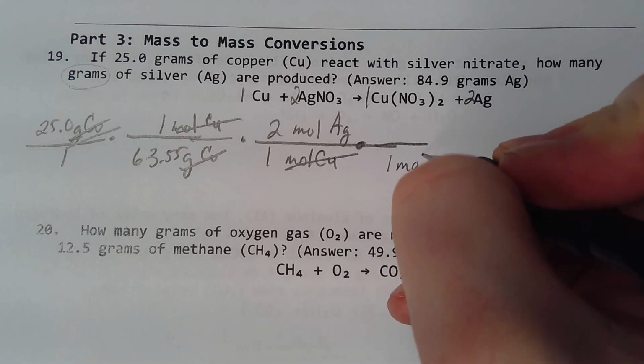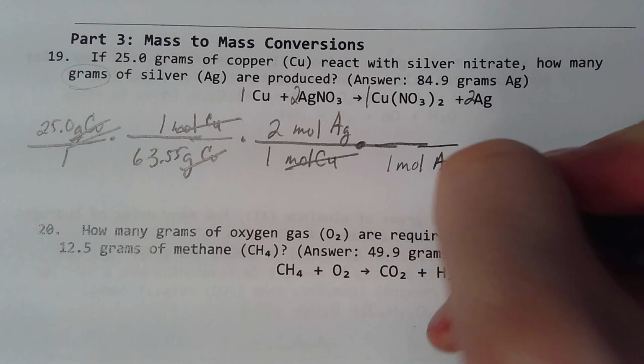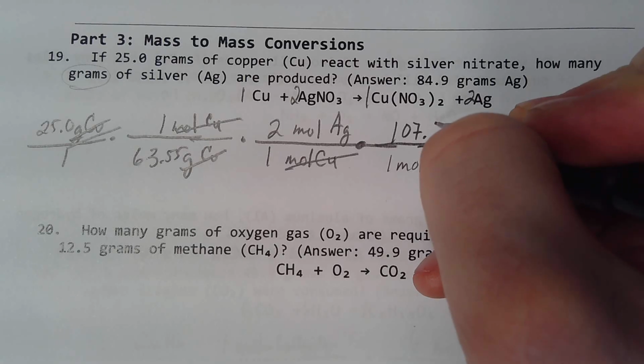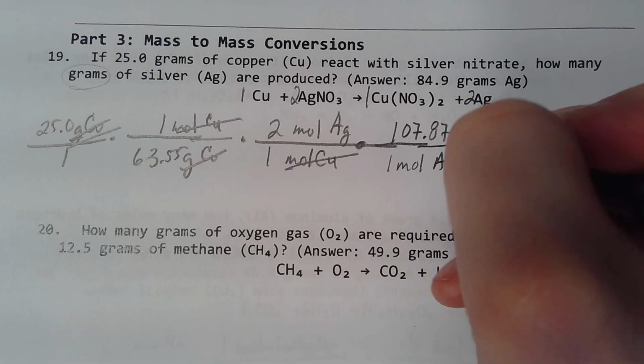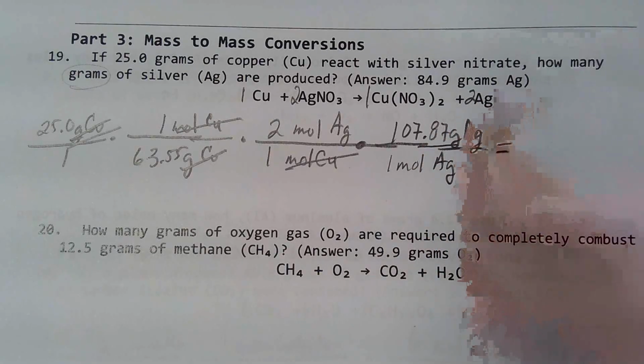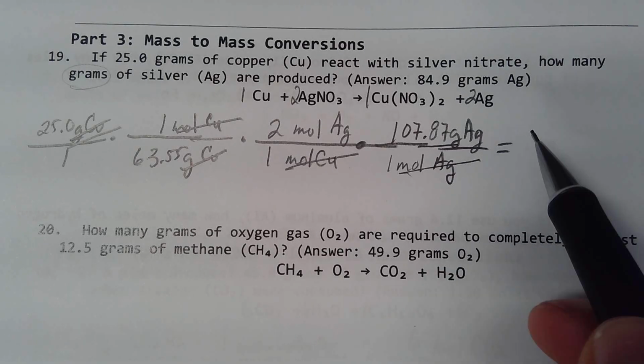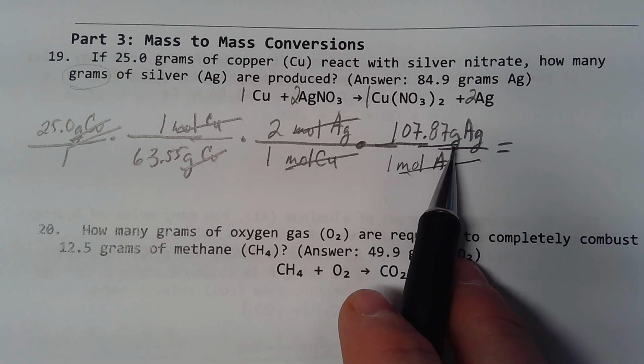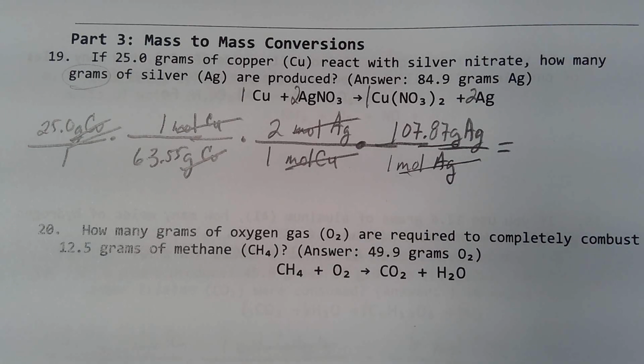So for 1 mole of silver, we could look up on the periodic table to find the molar mass of silver, which is 107.87 grams of silver for every 1 mole of silver. Notice that the moles of silver cancel with moles of silver, and I now have grams of silver remaining.